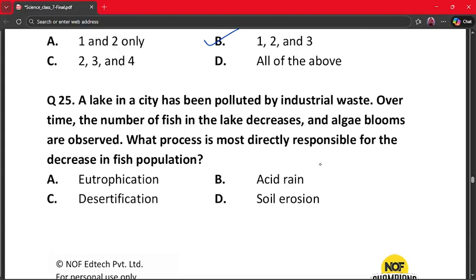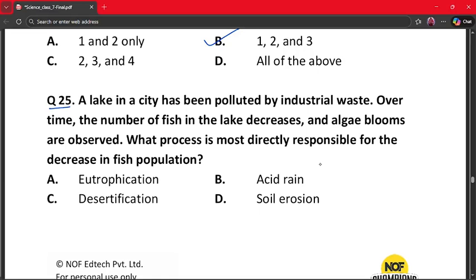The next question is question number 25. A lake in a city has been polluted by industrial waste. Over time, the number of fish in the lake decreases and algae blooms are observed. What process is most directly responsible for the decrease in fish population? A. Eutrophication, B. Acid rain, C. Desertification, and D. Soil erosion.